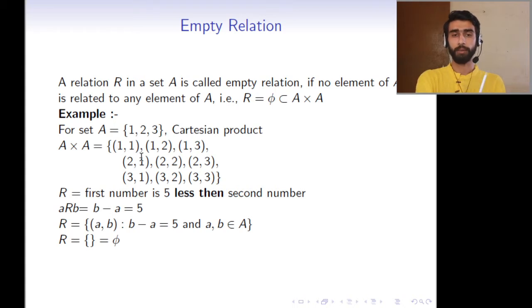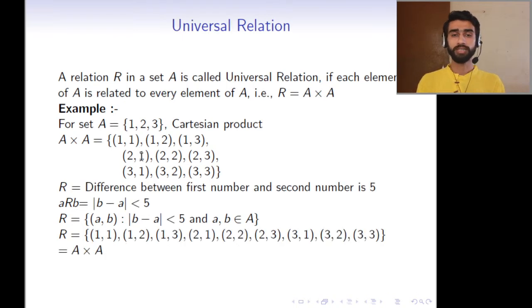A short recap. What is empty relation? Empty relation says if no pair of Cartesian product comes in my relation set, then such a relation is called empty relation. You have seen the example. Second is universal relation. If all the elements of Cartesian product come in my set of relation, then such a relation is called universal relation.